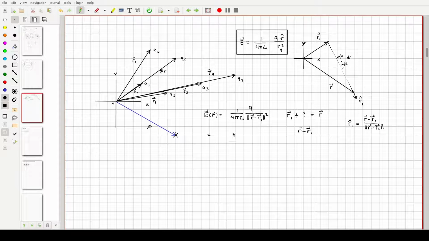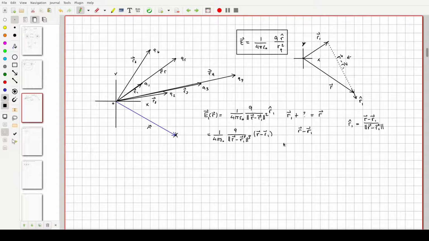Let me just call this r1 for right now. And let me rewrite this to make some room here. 1 over 4 pi epsilon naught q over, this now becomes r minus r prime, or r1, cubed. And what's left is your vector r minus r1. So this is how we would write the electric field due to charge 1 at that location in space.